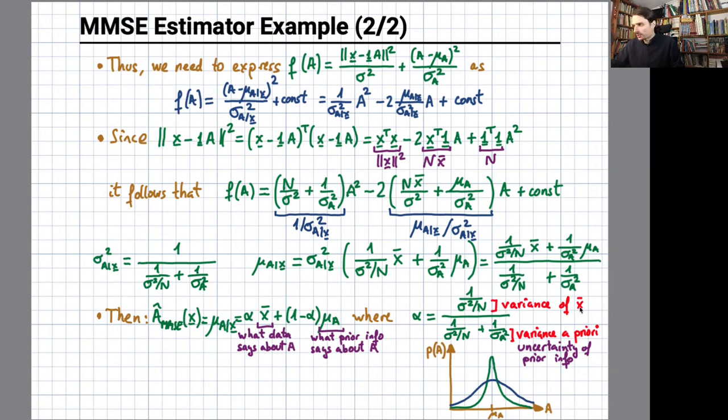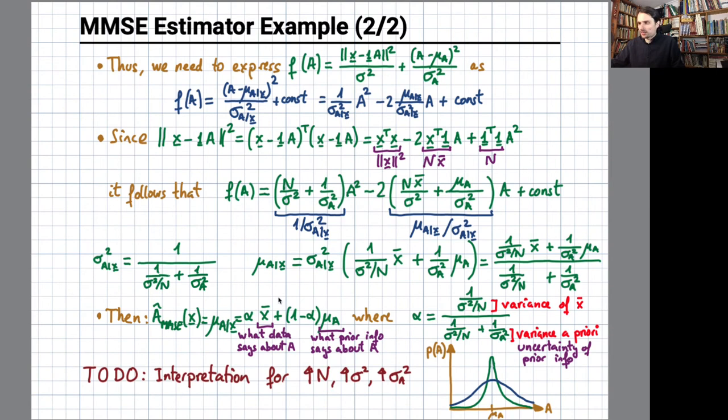In other words, when this variance of X bar is small, the X bar is very reliable, then alpha is close to 1. We are giving a high weight to X bar and little weight to our prior knowledge. Okay, that makes total sense. On the other hand, suppose that our prior information is very reliable, our sigma a square is very small. In that case this 1 over sigma a square will be very large, and alpha will be close to 0. That means that we would give little weight to what our data says, and a high weight to our prior information. So again, this makes total sense.